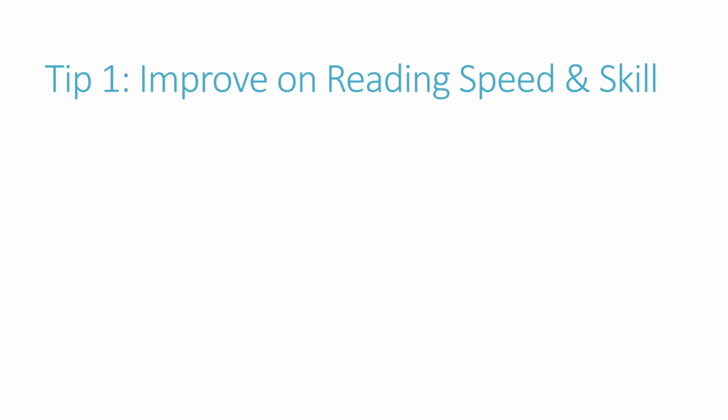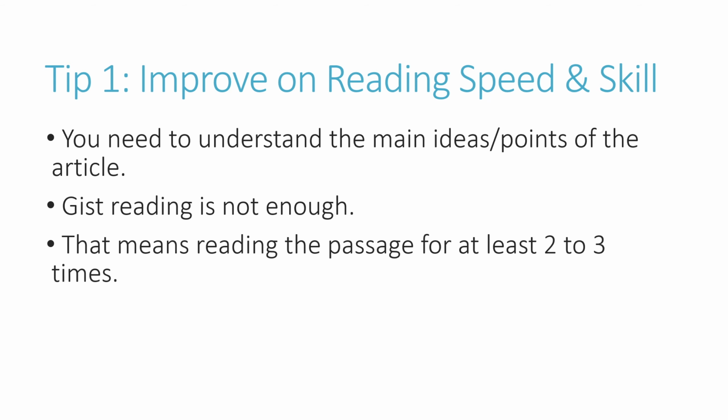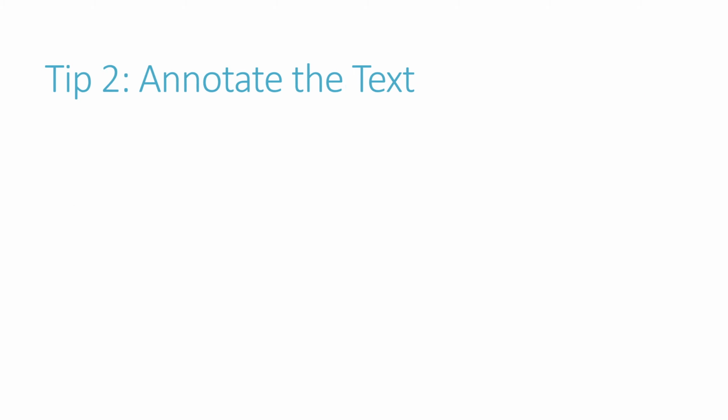The first tip is to improve on your reading speed and your reading skill, because you will need to understand the main ideas or the points of the article before you can write an effective summary. Remember that gist reading, when you're just reading for the overall message of the text passage, is not enough. That usually means that you have to read the passage at least 2 to 3 times to get a good idea of where the main points are before you can write an effective summary.